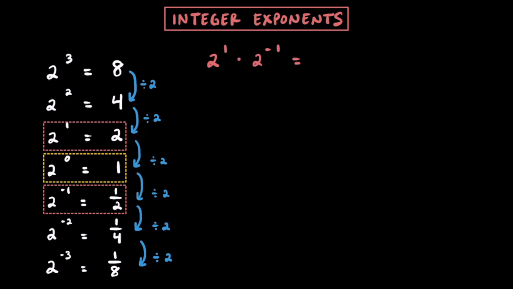Remember that when we multiply things with the same bases, we can just add their exponents. This would be 2 to the 1 plus negative first power. And 1 plus negative 1 is going to equal 0, so it's going to be 2 to the 0th power, and this would just be equal to 1.